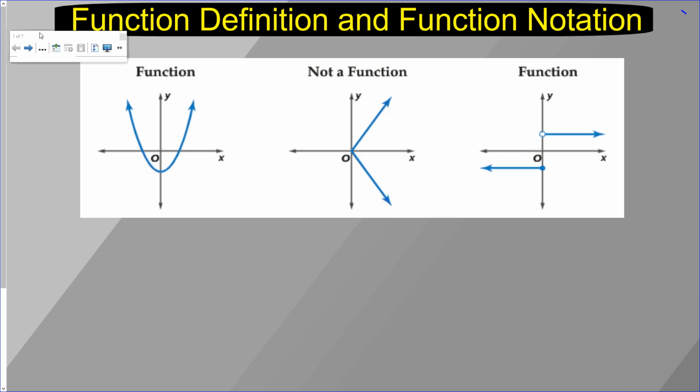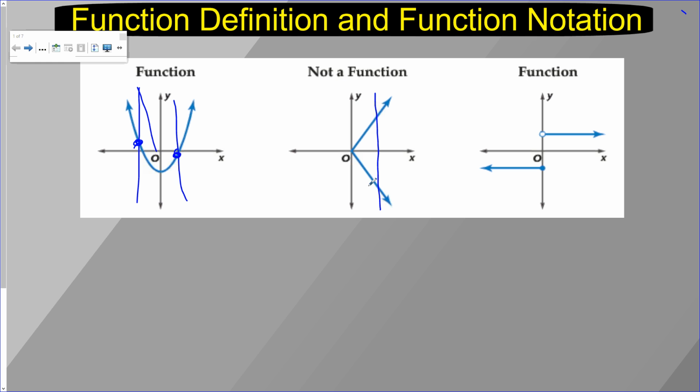The definition of a function is a relation for which every input has exactly one output, meaning that every x-coordinate can only go to one y-coordinate. And the way to test that was with the vertical line test. If I draw, oops, that's not vertical. If I draw a vertical line anywhere through my graph, it has to only touch the graph one time. So that would be a function.